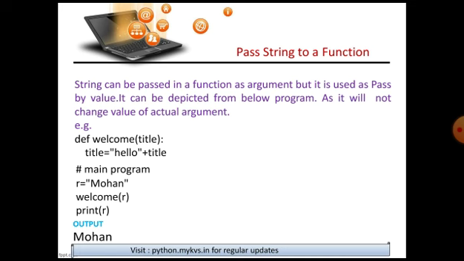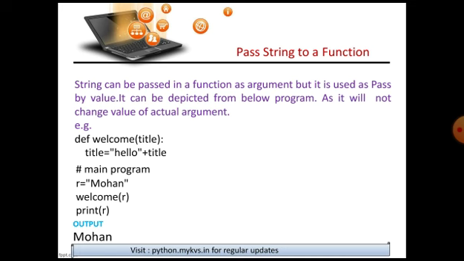This r object which is being passed to the welcome function, after this title parameter has received the object, what will it do? This function will now create a copy of the object. Okay, this r object's copy will be created in the function. Whatever modification we want to carry out, that operation will be carried out on the copied value, not the original value.